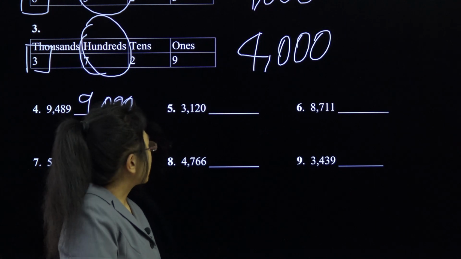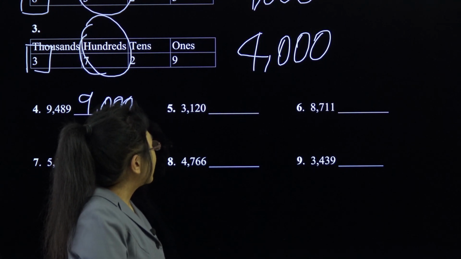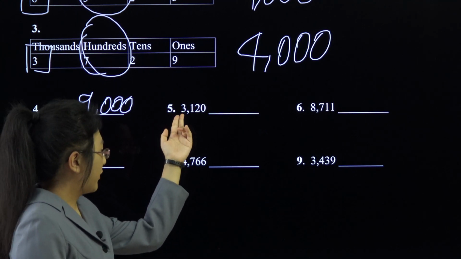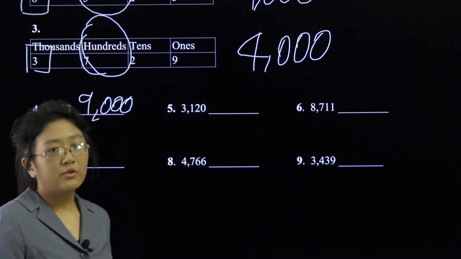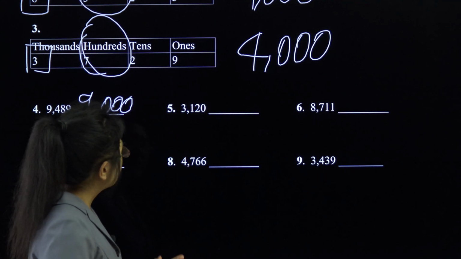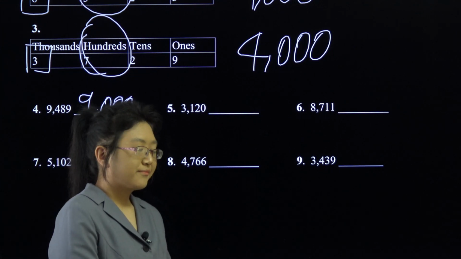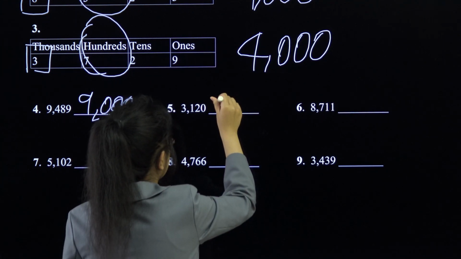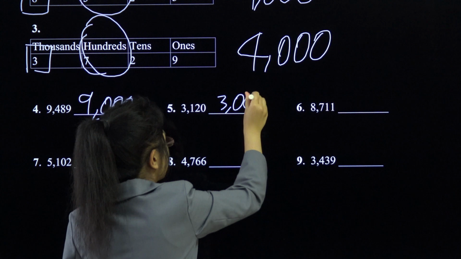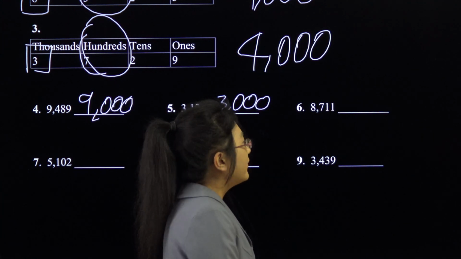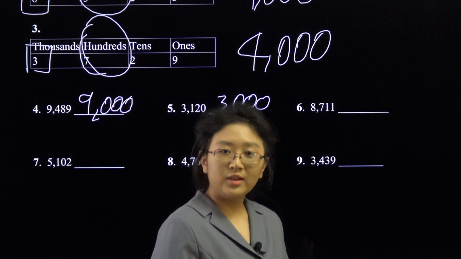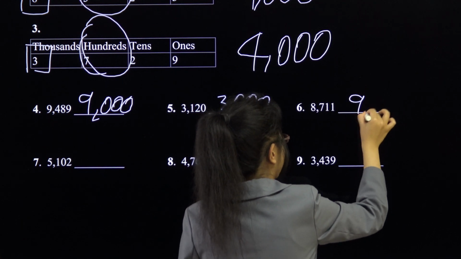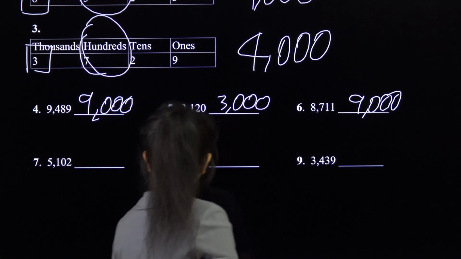And moving on to question number 5, you get 3,120. Again, you look at the thousands place, which is what you're supposed to be rounding to. You go 1 to the right, and you get 1 for the hundreds place. 1 is also smaller than 5. So you round down again to 3,000. 8,711. Well, again, look at the hundreds place. It's a 7. 7 is bigger than 5. You round up to 9,000.